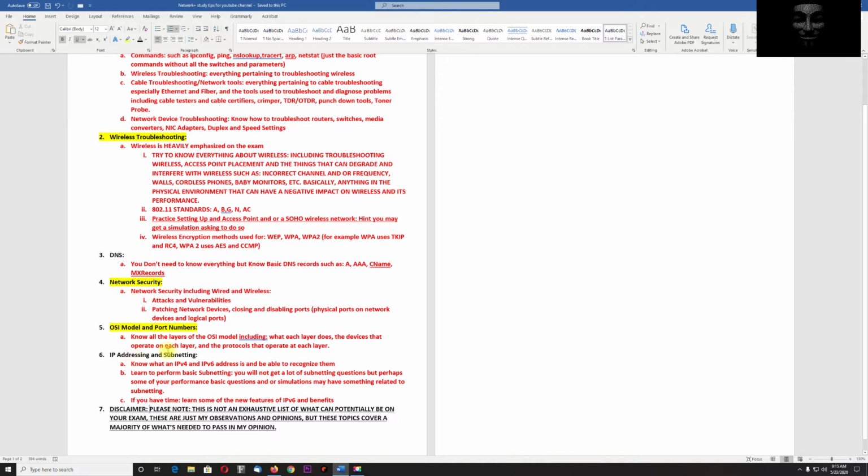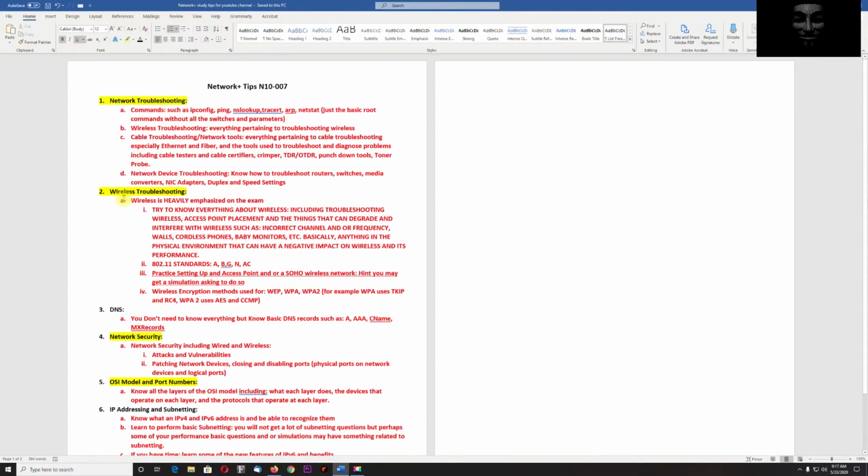IP addressing and subnetting. Yes, obviously you want to know and recognize what an IP address is and how they're used on the network. There's not an extreme amount of subnetting, so I didn't highlight this section. You just probably want to know some basic subnetting, but if you're strapped for time, basically learn everything that I got highlighted here. Also, make sure you get some practice setting up an access point, or even if you can set up a wireless router at your house, I would highly suggest that.